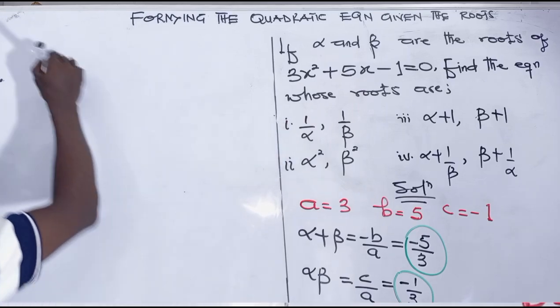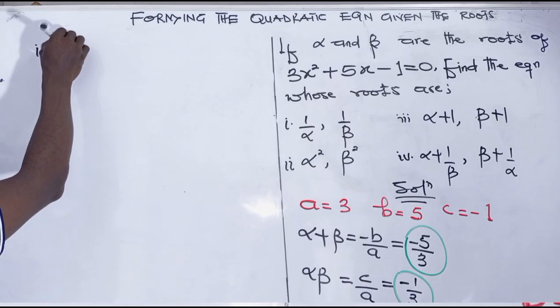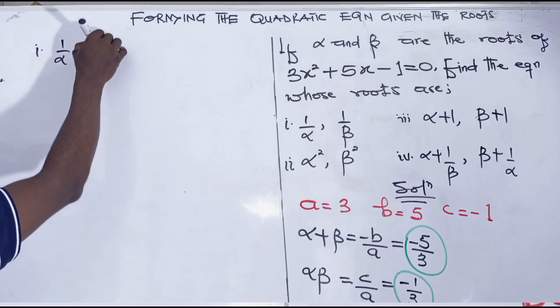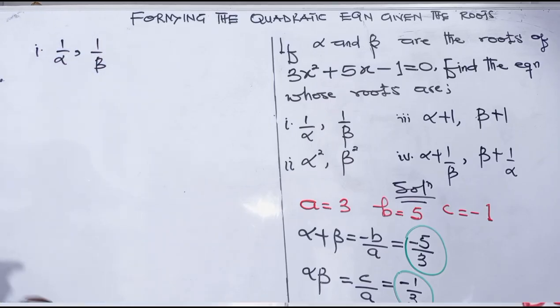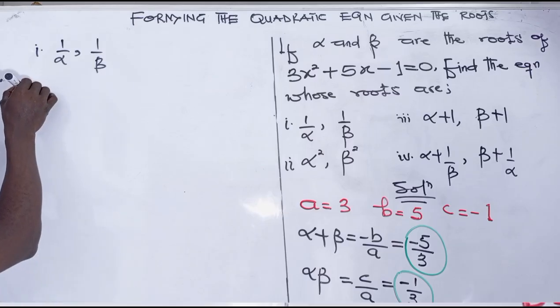So let's start with this. So we have 1 over alpha and then 1 over beta. As I said, we have to first find the sum of the roots. So we have the sum of the roots.